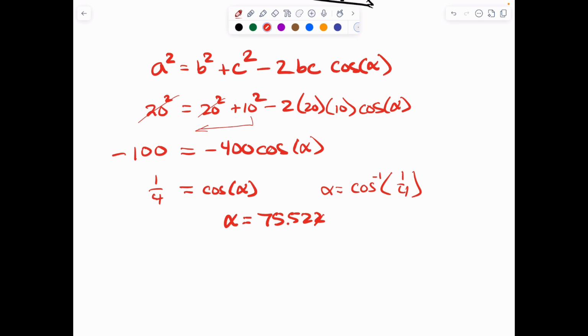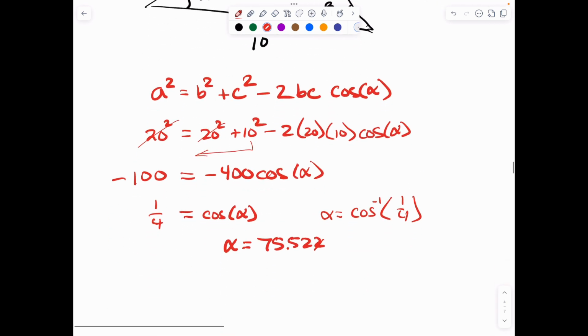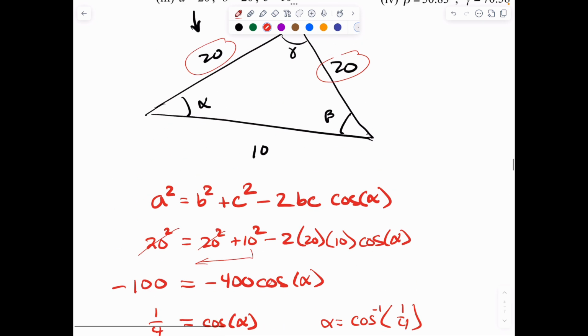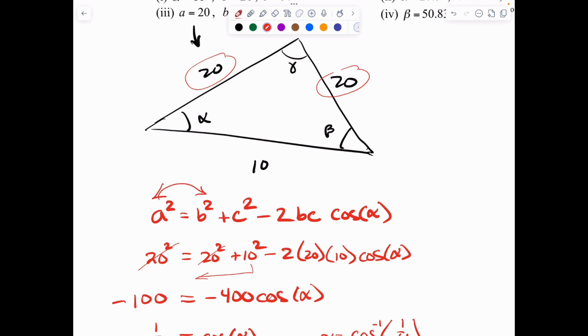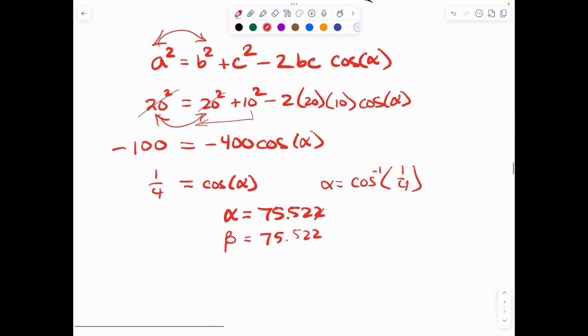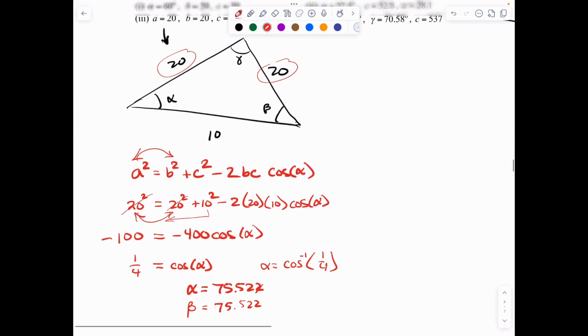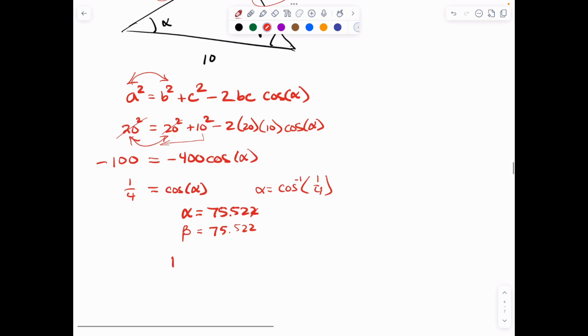We can figure out that, what did I say was the same? Alpha and beta are the same. So beta, using the same exact calculations, because all you've done is you've just switched the A and the B. So if you switch those, everything else is the same. You get the same exact thing. And then, of course, to get gamma, it's a pretty straightforward 180 minus 75.522 minus 75.522, and that's going to give me gamma.